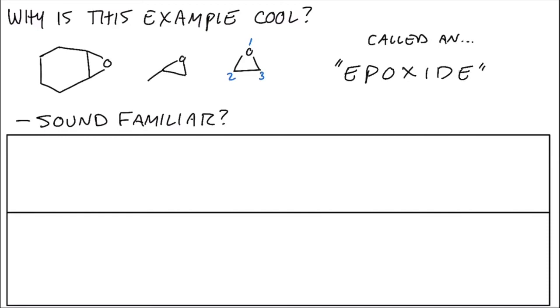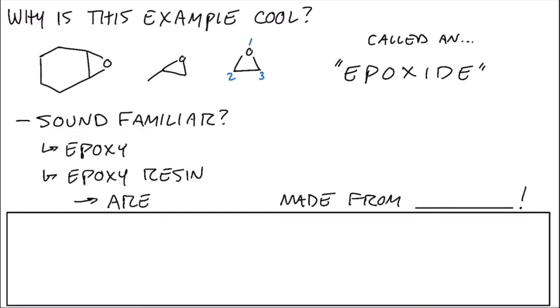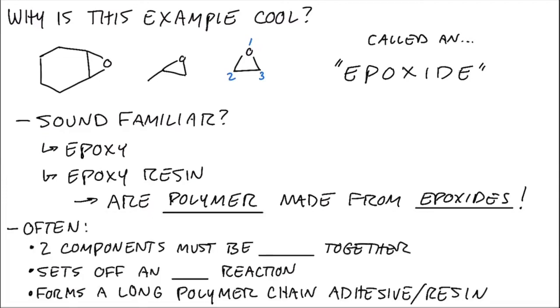And maybe epoxide sounds a little bit similar to something that you've heard before. It sounds familiar to you, perhaps. And that's because it forms the basis of epoxy. If you've ever done any sort of DIY or building, you may have used epoxy resin, epoxy glue. And so epoxy is just a polymer. Yay, polymers, they're coming back. So it's a polymer that's made from epoxides. Hence the name epoxy.